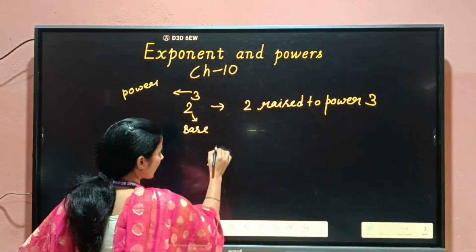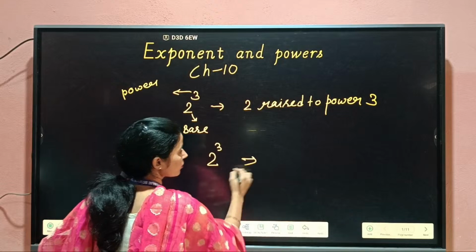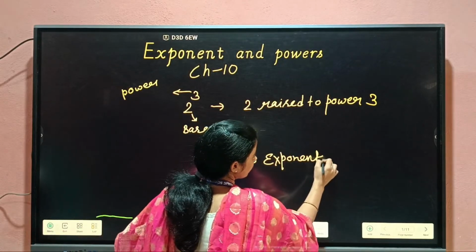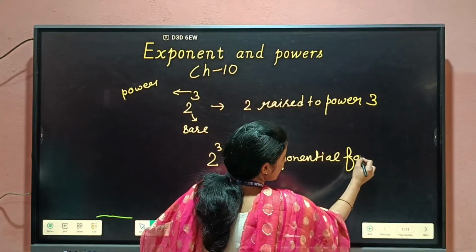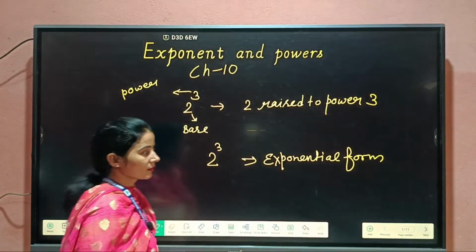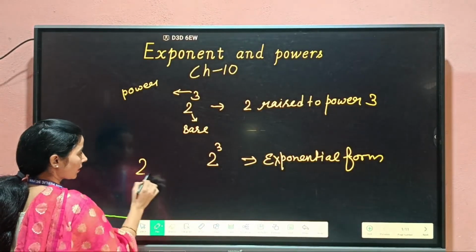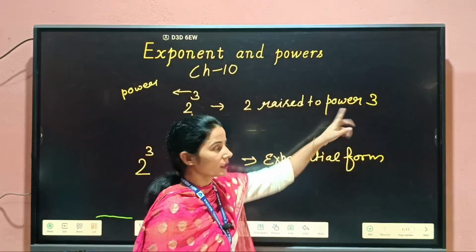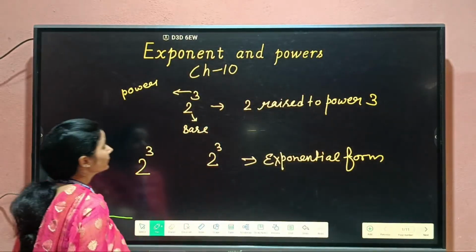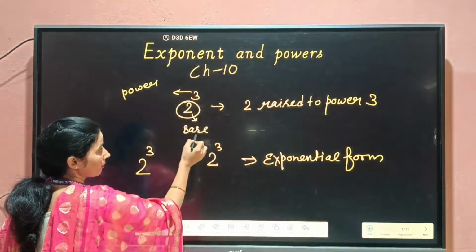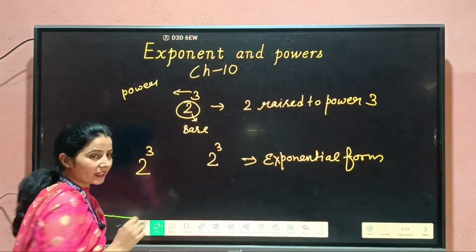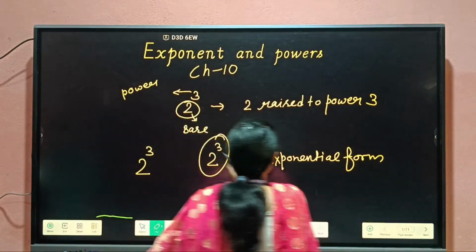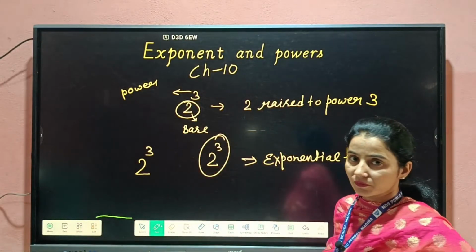And this complete form, 2 raised to power 3, is called exponential form. Again, I have written 2 raised to power 3. This 2 is base and this 3 is exponent, or you can say power. And this complete form is called exponential form.